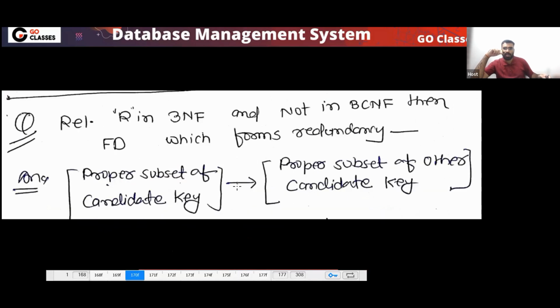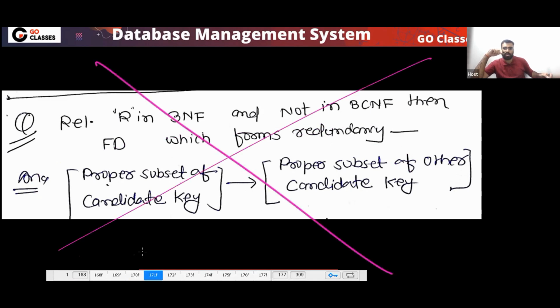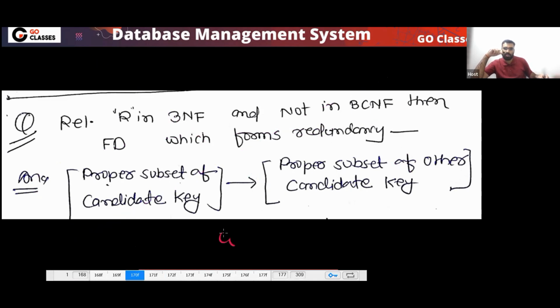Also, this statement is wrong: a relation is in 3NF but not in BCNF, then it should happen. This is also wrong.